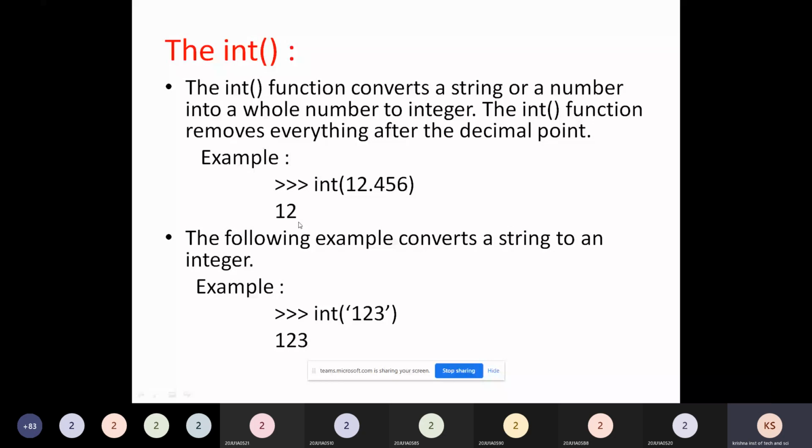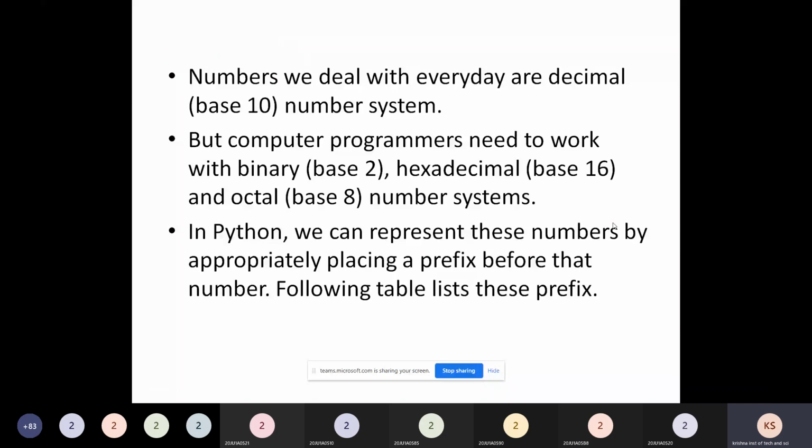Next, numbers. How can you assign values to variables? For example, a equal to 10. Here a decimal value is assigned to the variable a. Most programmers today, while writing programs, use not only decimal numbers, they also use binary, hexadecimal, and octal. You know binary numbers come with base 2 representation, hexadecimal comes with base 16, and octal is base 8.